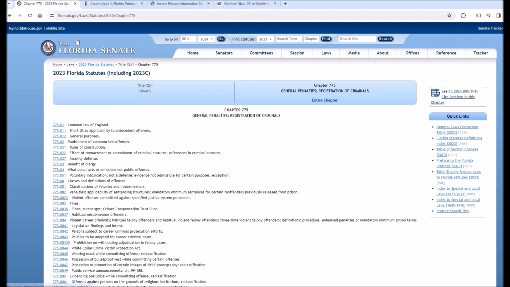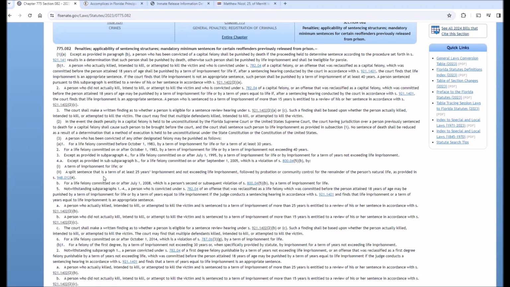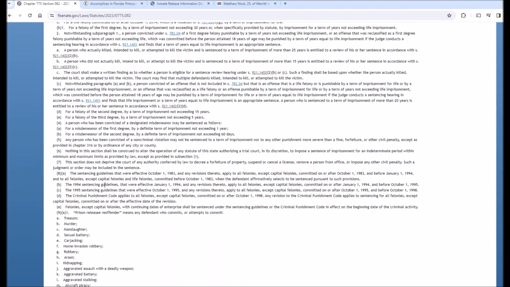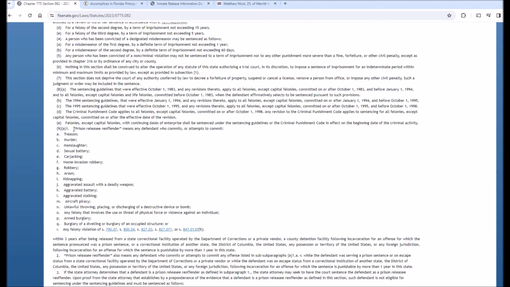Section 775, which is penalties, and 775.082 pertains to reoffenders previously released from prison. Let's see what defines somebody as a prison release reoffender. Here it says a prison release reoffender means any defendant who commits home invasion robbery, section F. And here it is, within 3 years after being released from a state correctional facility, for which the sentence is punishable by more than 1 year in the state.